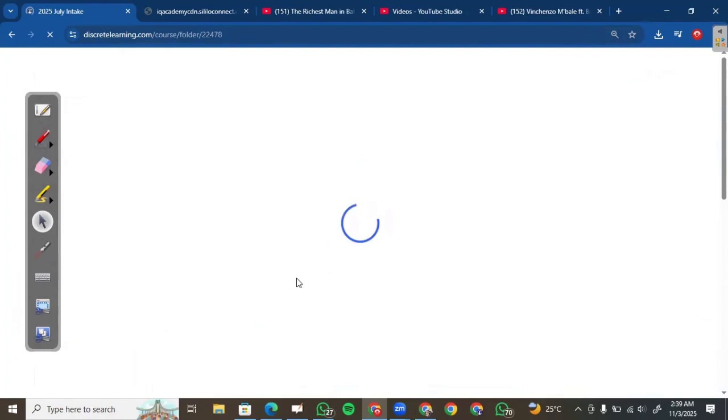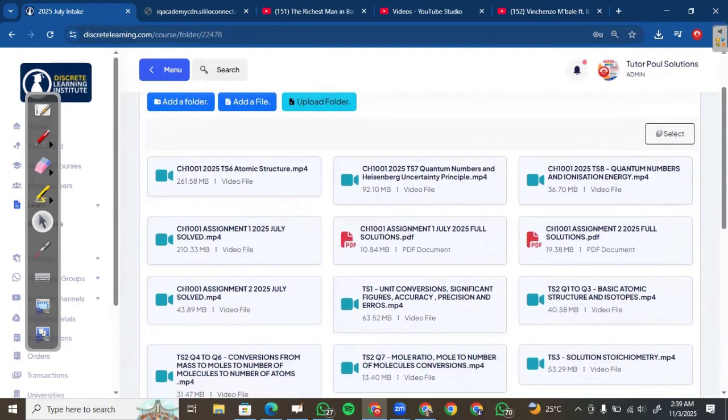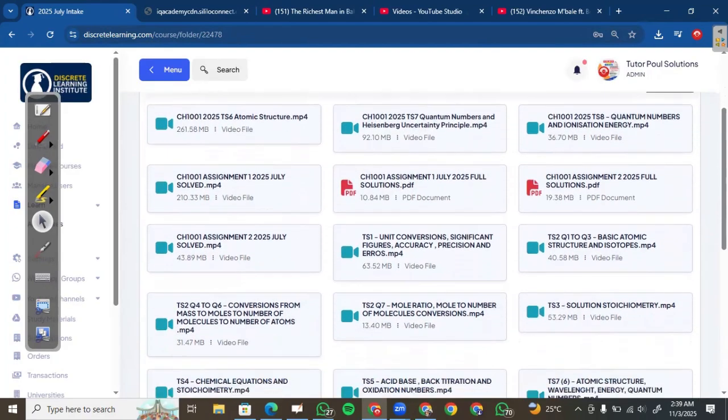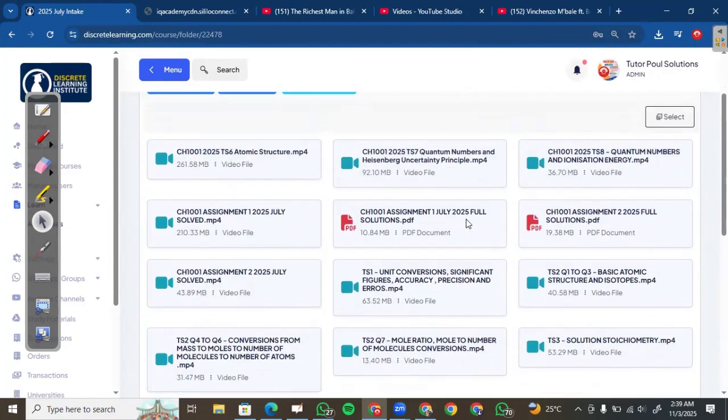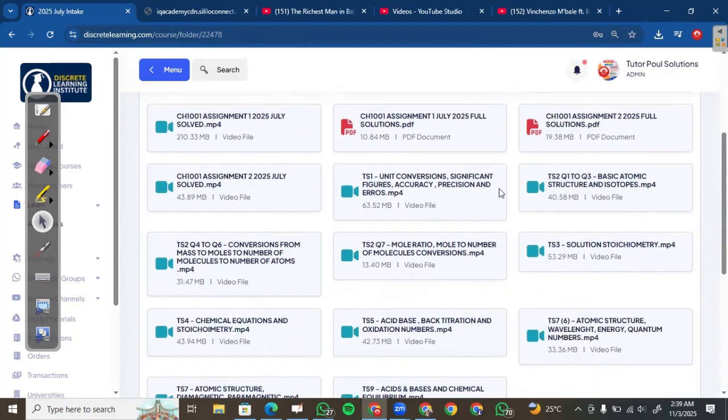When I go into this folder, I'm going to find the video solutions to all the tutorial sheets that we've had so far. These are the tutorial sheets here as well as the assignments. For the assignments, we have written solutions for assignment 1 and assignment 2, plus the video for assignment 1 here and the video for assignment 2 there. Then there is tutorial sheet 1 and tutorial sheet 2. Tutorial sheet 2 is divided into 3 parts: question 1 to 3, question 4 to 6, and question 7 here.